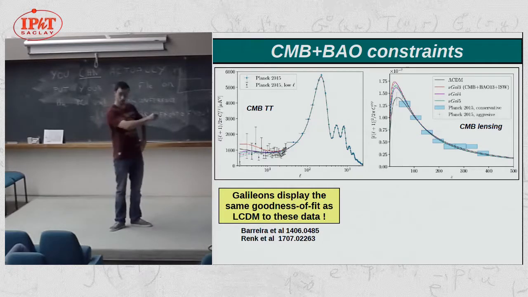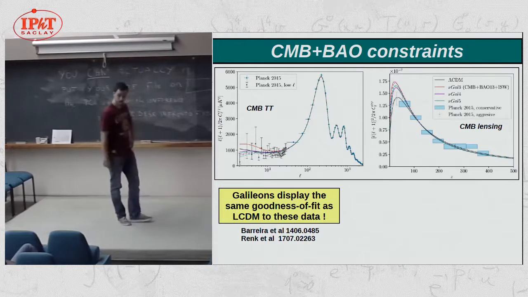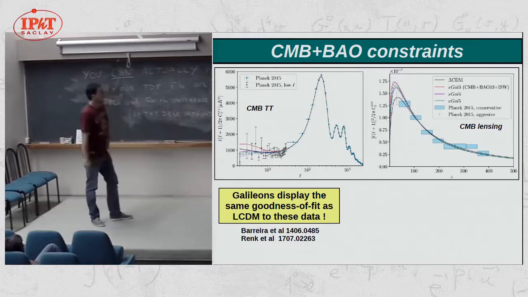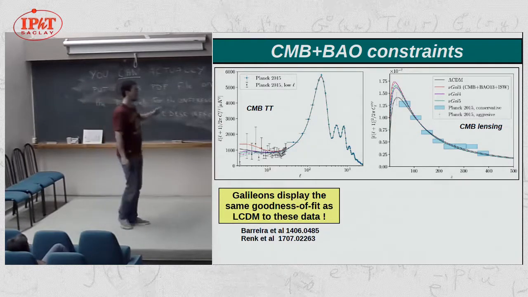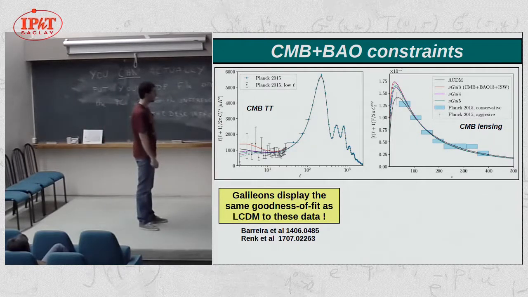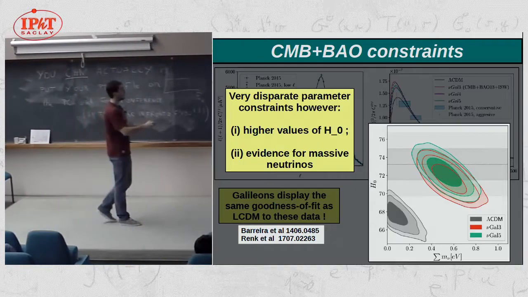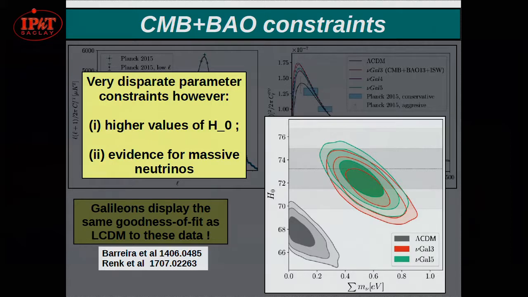Yes, this is for the cubic, quartic, and quintic Galileon. And the cubic is this red curve here. It's a slightly higher ISW, but here we are in the large error bar region, so we cannot say much. What is interesting, in my opinion, is that the same goodness of fit is achieved with very different constraints on parameter values, and Miguel has already shown this figure.